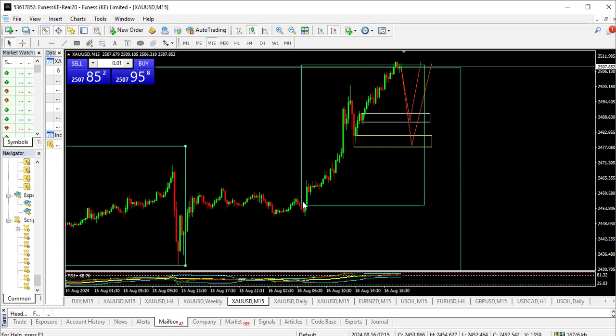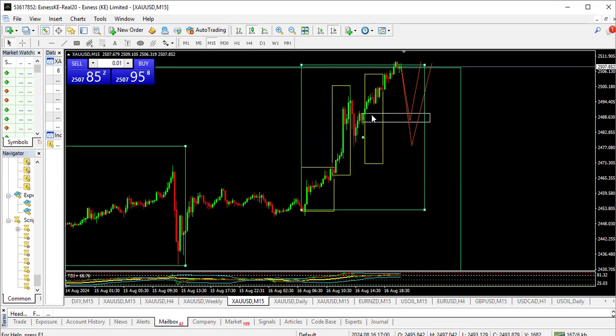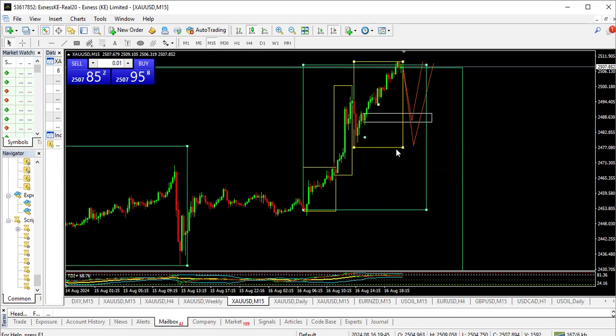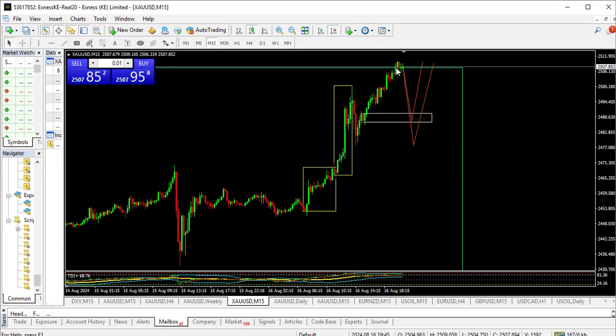Look at this one now from here. Okay, I can take this one up to there. Then we have this one here, up to there. This one here, up to there. Like that. So it is complete. So what I'm expecting, as I had analyzed earlier, is that the market will do a retracement before it continues going up.